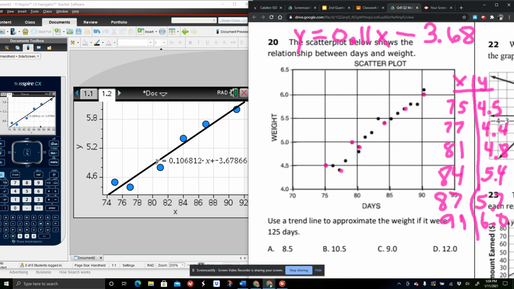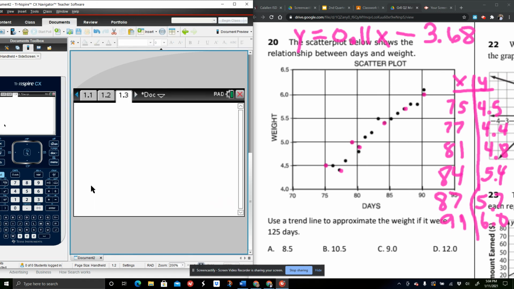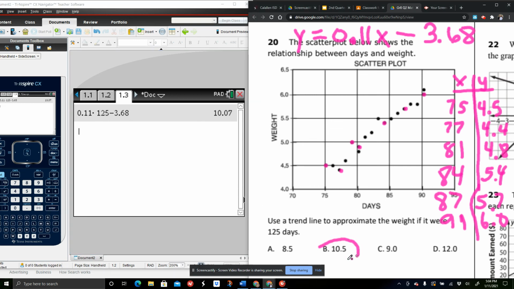I want to know at 125. So I'm going to take my calculator and go back home and click on the calculator. Now I'm going to type this part of my equation, 0.11, but instead of X, I'm going to put 125. So 0.11 times 125 minus 3.68. I get 10.07. The closest answer choice to that is B.